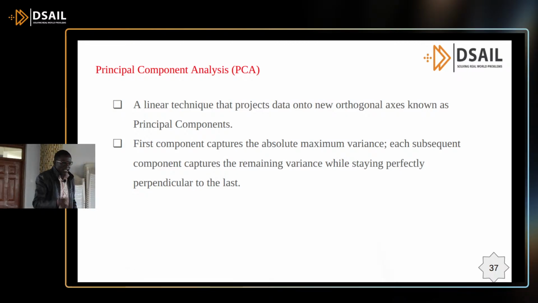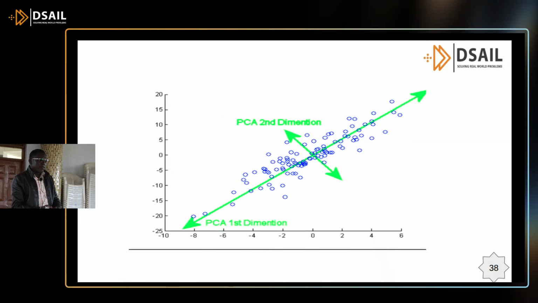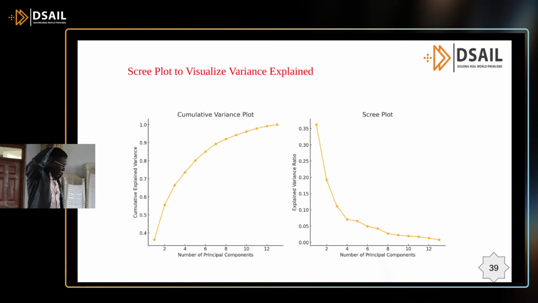So this is just an image representing that, plotted in 2 dimensions, and you find that the variance explained by the first PCA component is very large compared to the second one, and you see they are orthogonal to each other. So how do we choose the number of components? We can use a scree plot.